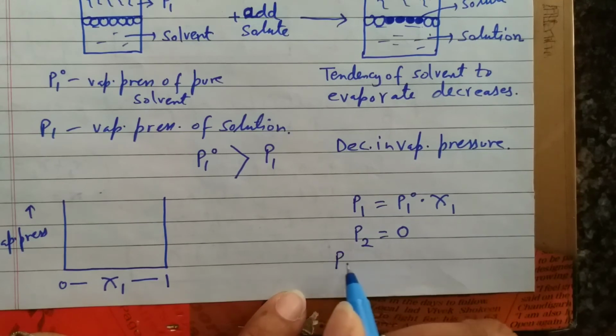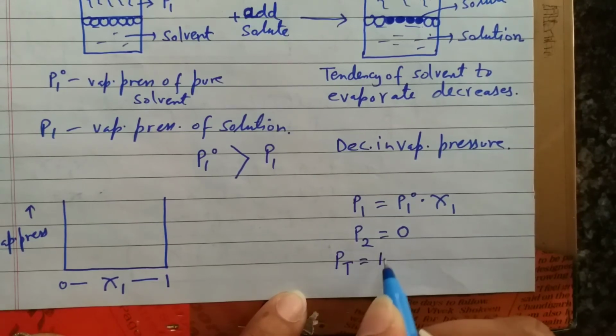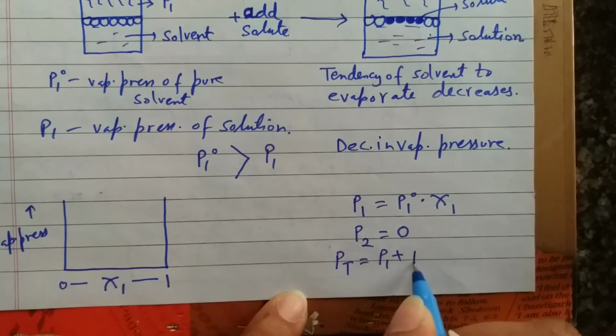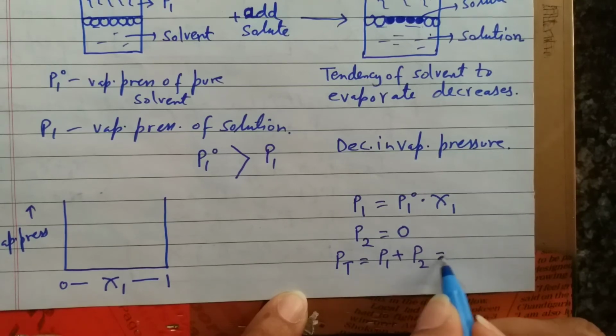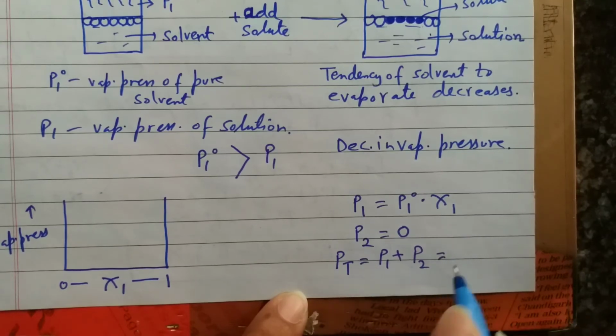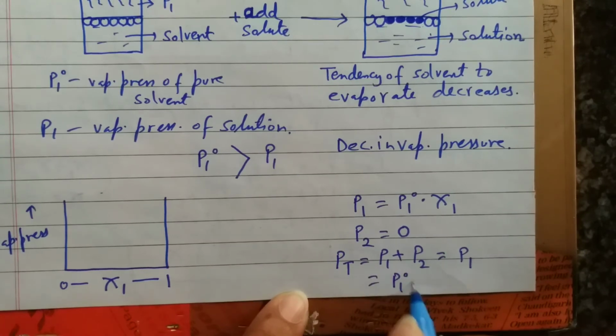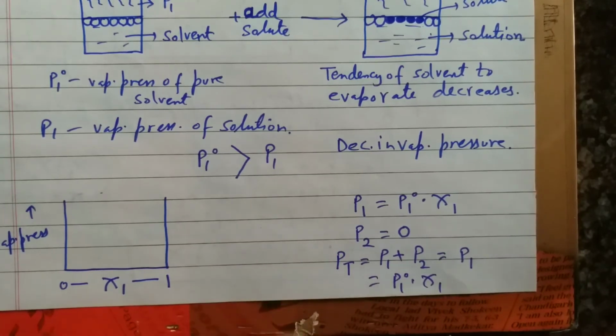So for this case, if I have to take the value of P total, which is actually equal to P1 plus P2, what will it be equal to? Considering P2 equals 0, P total will be equal to only P1. So what is P total equal to? P1 naught into chi1. So we have reduced down to only this. Why? Because the solute is not volatile.